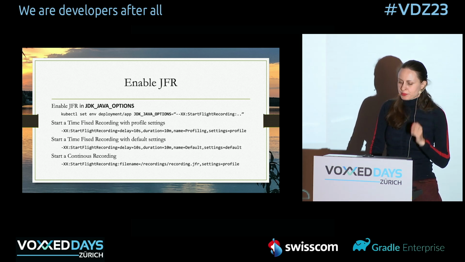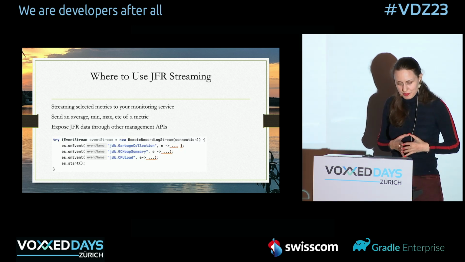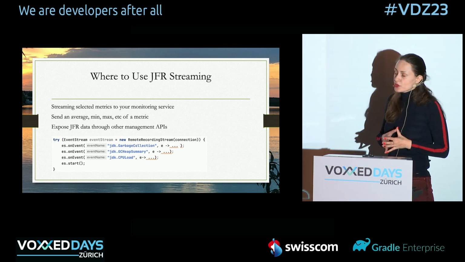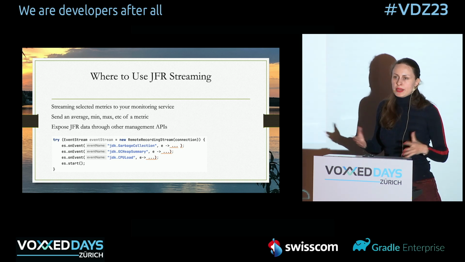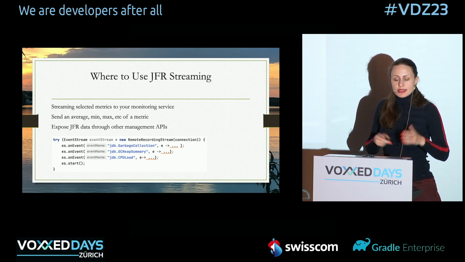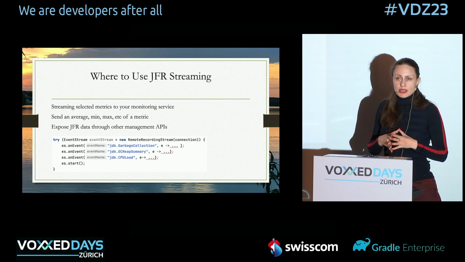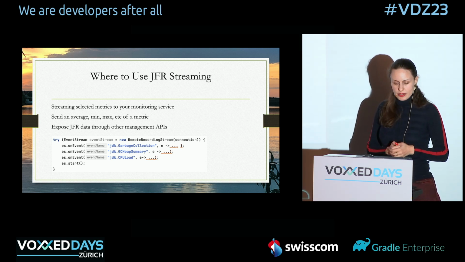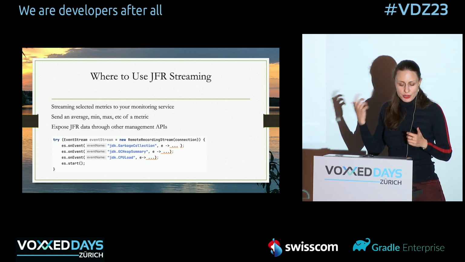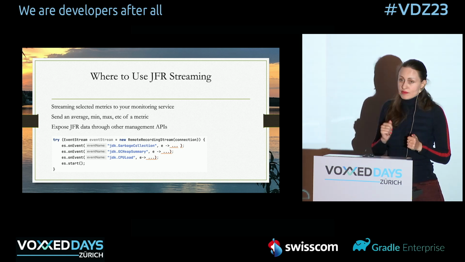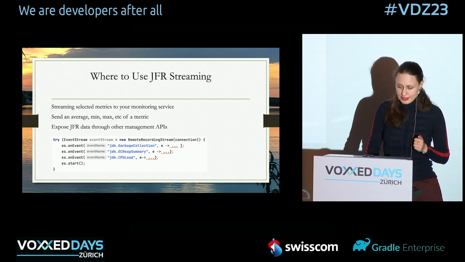But luckily, JDK Flight Recorder has something called JFR streaming. So JFR streaming is very useful when you want to stream selected metrics to your monitoring service. In my case, it's Prometheus. You can send averages, mins, maxes, or everything that you want to do on a metric. And you can expose this JFR data to other management APIs as well, like in the example here, if you have a remote recording stream. And you can have this in your Java code very easily done.